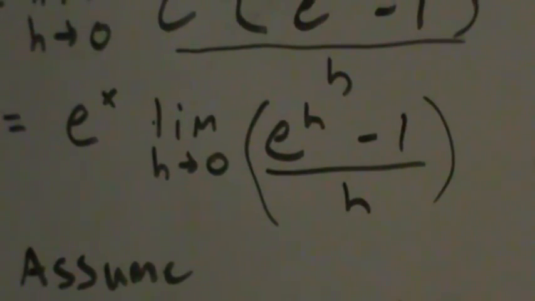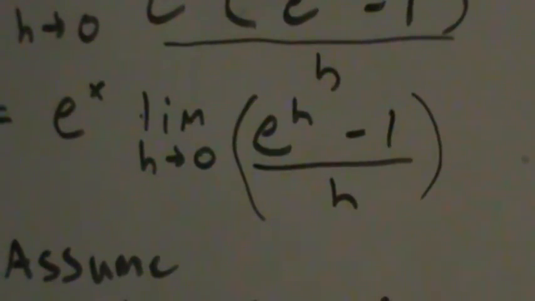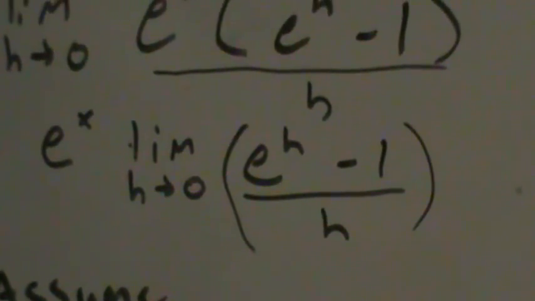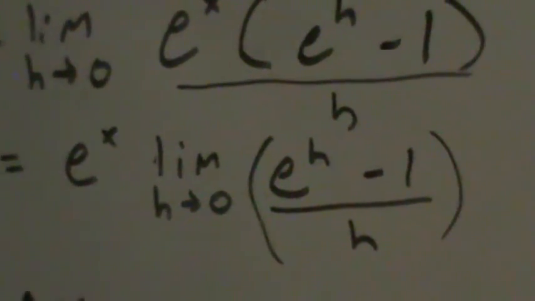So from here, what we have is the limit as h approaches 0 of e to the h minus 1 divided by h. We can assume that this is going to be a constant. We don't know what it's going to be. It could be 0. Let's say that the derivative of e to the x is 0.